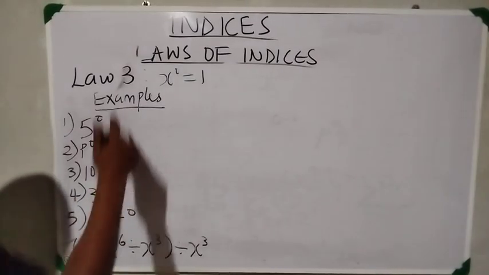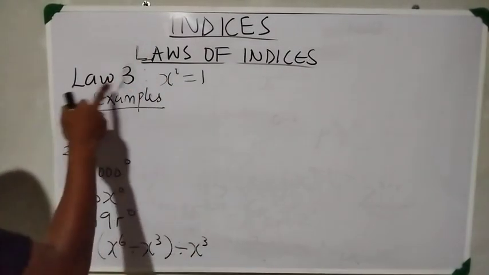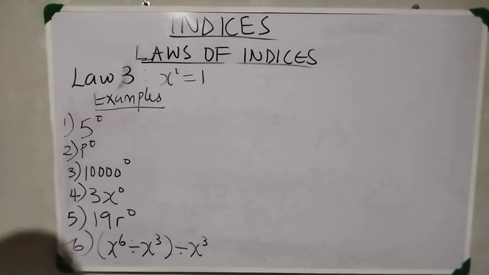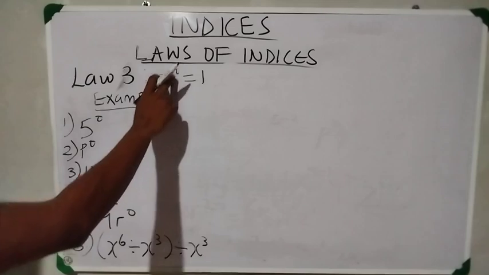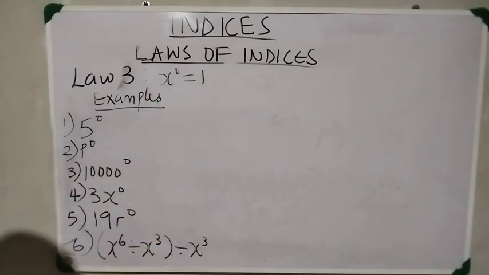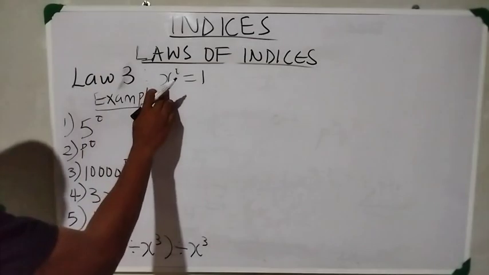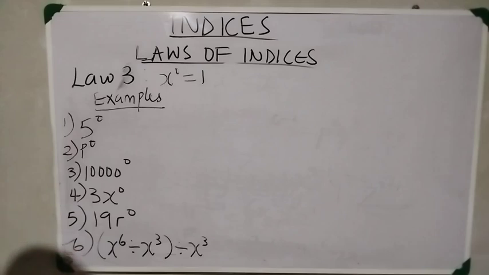Welcome back. Still on laws of indices, we are now at the third law of indices. The third law of indices states that any number raised to the power of 0 is 1. In fact, this is the easiest law in indices. Any number, any base that has a power of 0 is always 1. Alright, that's it, as easy as that.